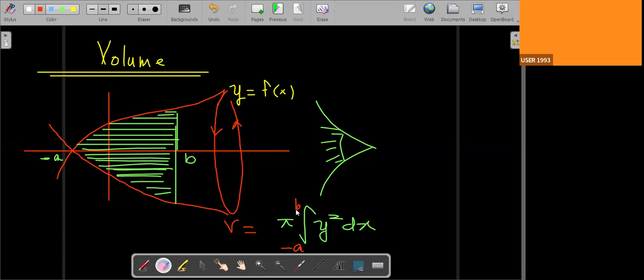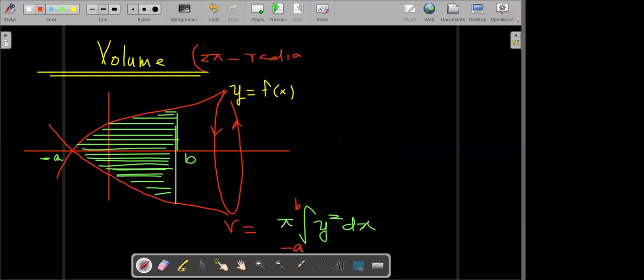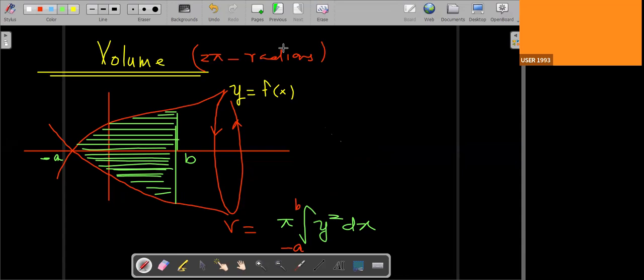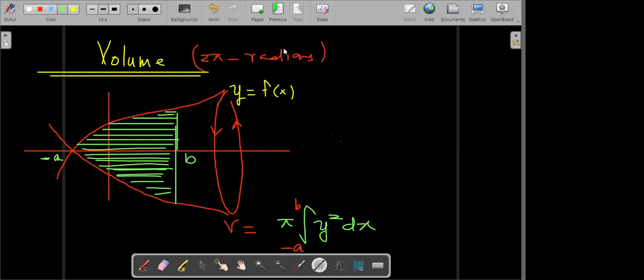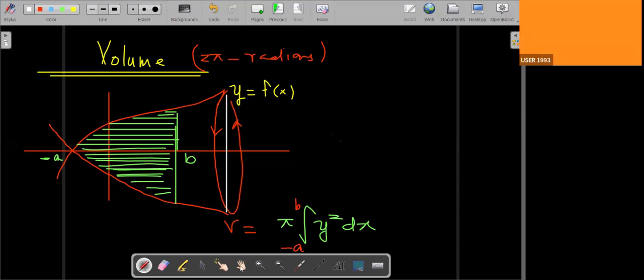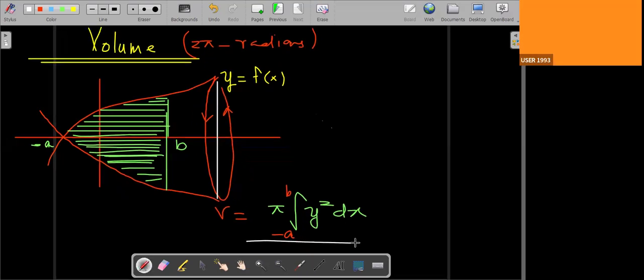It's only when the curve is rotated fully, I mean, through 2 pi radians. 2 pi radians means you can say that it's 360 degrees, right? What if you just rotate it by pi radians? Pi radians means exactly like rotating just halfway around, right? 180 degrees. So that means this answer must be divided by 2.